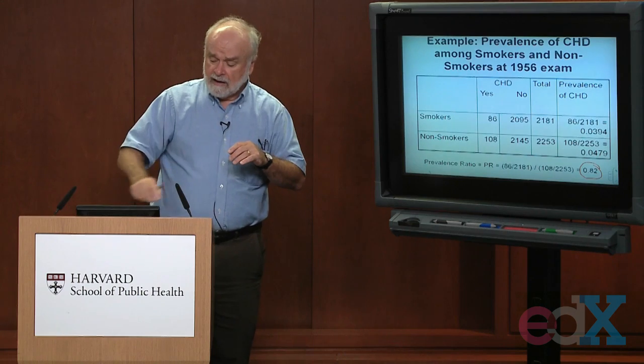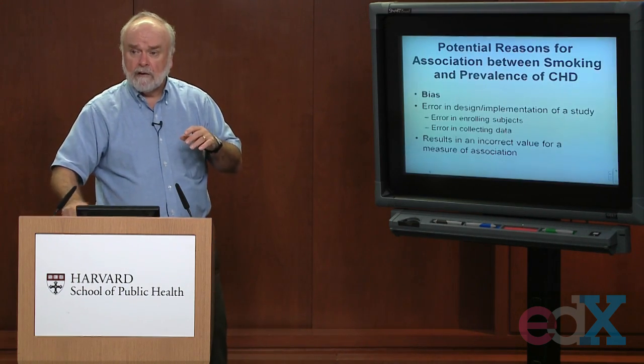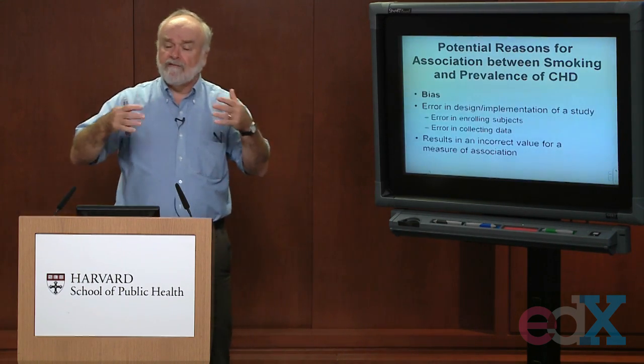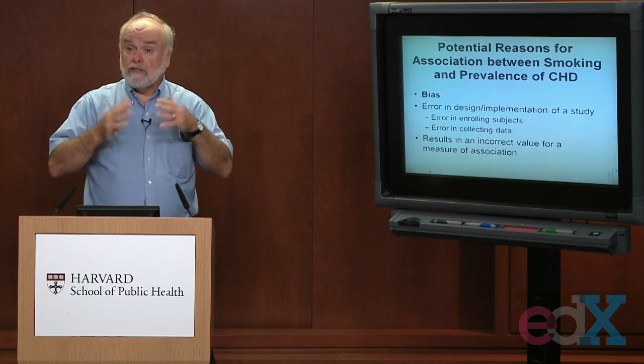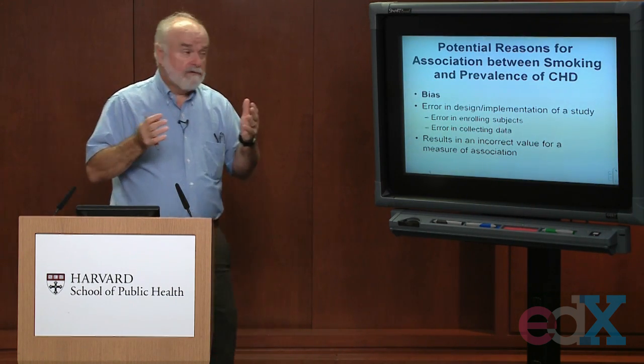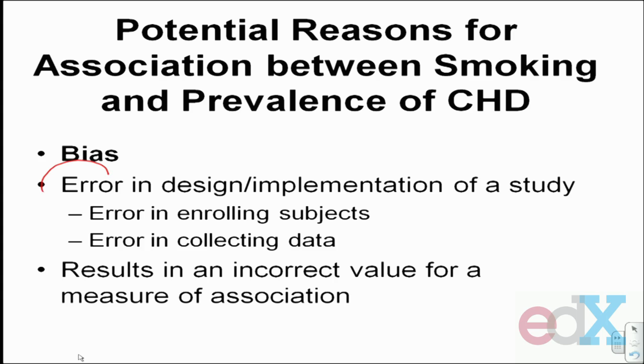I also mentioned there are other possible reasons for an association in any type of study, including cross-sectional studies, and one of them is bias. Now let's talk about what bias means, and I'll talk about bias continually during the next few weeks of this course when I talk about the other study designs. First of all, what is bias? Bias is an error, a mistake in the design of a study.